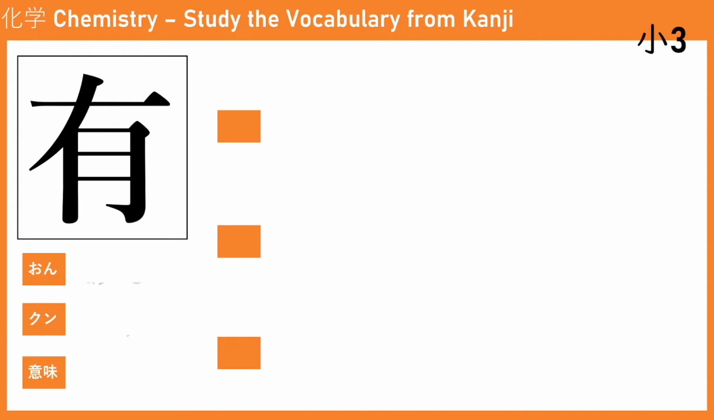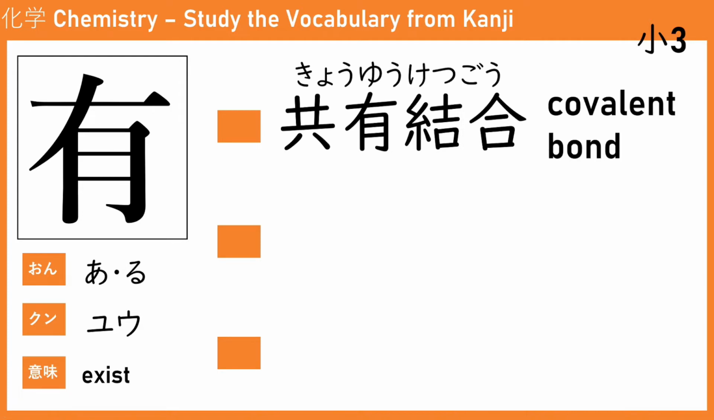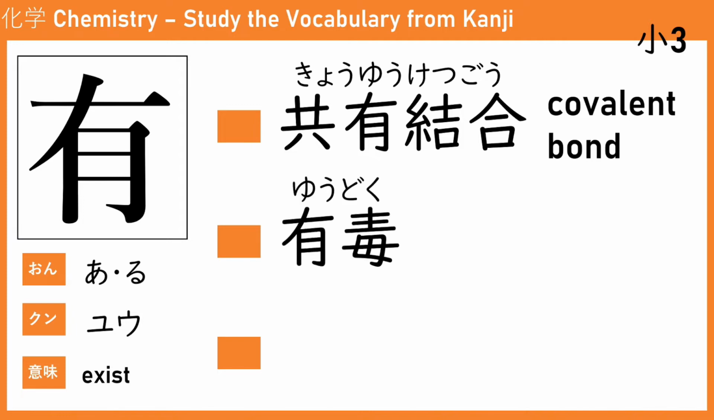The next kanji is yu, or aru. So this one means exist. Okay, so you have kyoyu ketsugo, the one in the previous slide, which means covalent bond. The other example is yudoku. It means it has poison, which means poisonous. So for example, if this medicine is poisonous or not, if this food is poisonous or not, yudoku desu ka?